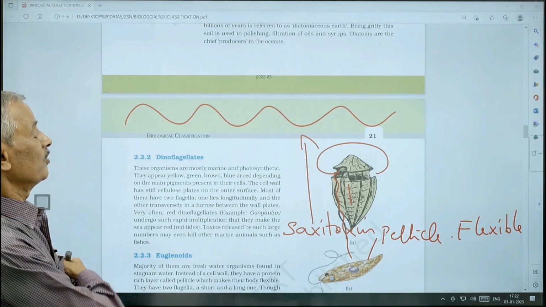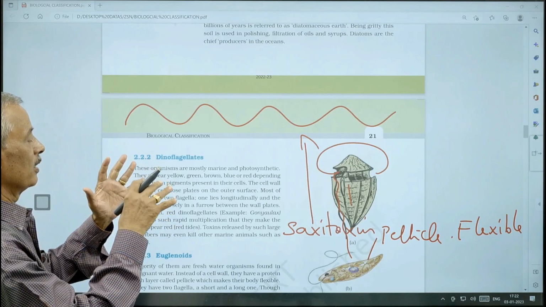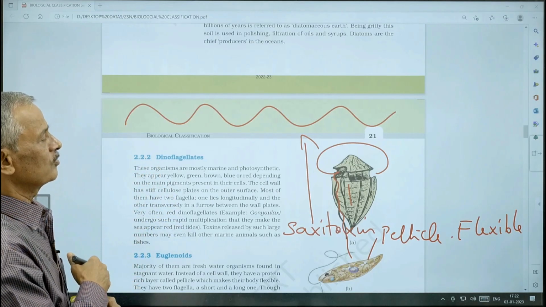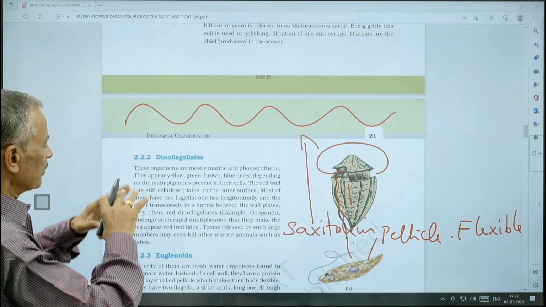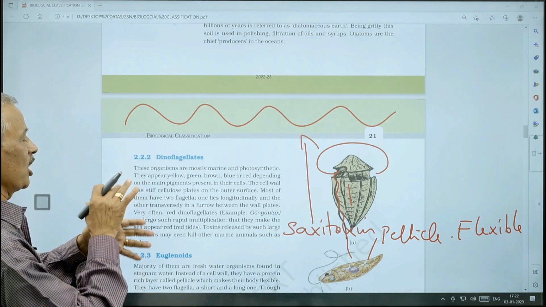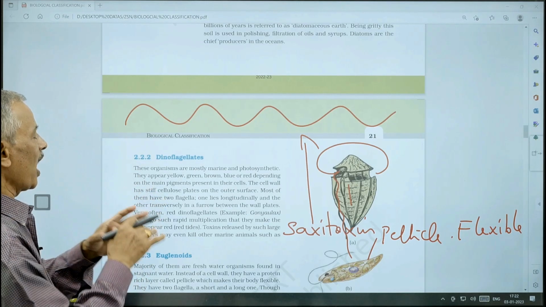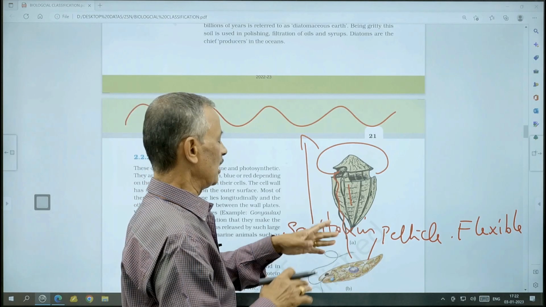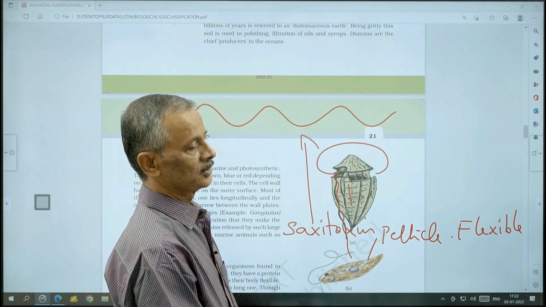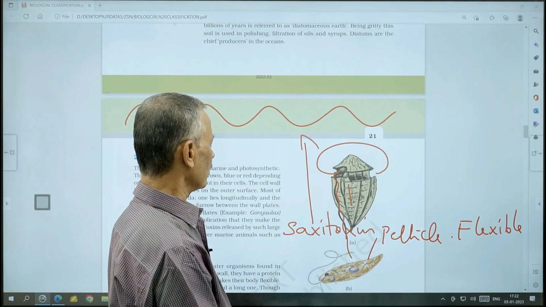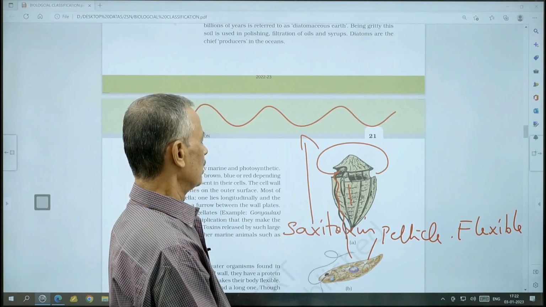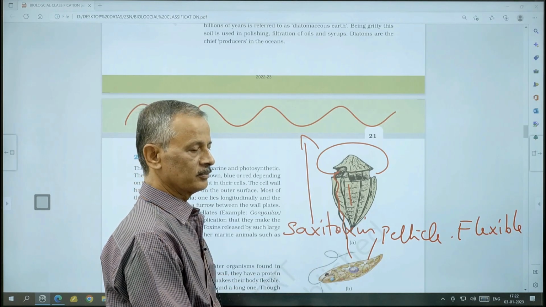Protein is the main component of that pellicle. Okay, so a flexible pellicle that allows them to change their shape, and they will have two flagellae, one long and one small. Now coming to the nutrition, that is the second point.